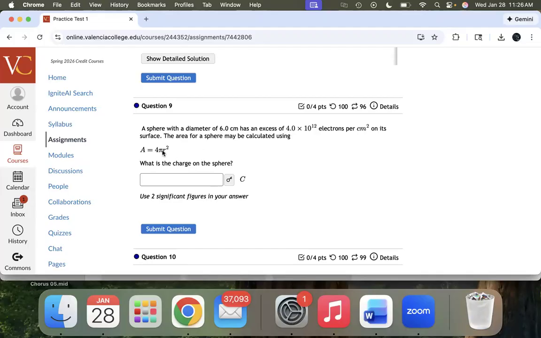So what I need to do is calculate the area of the sphere, multiply it by this number, and that'll give me the number of electrons. But this is asking for how much charge. So then I would need to multiply that by the charge per electron that's in the formula sheet.